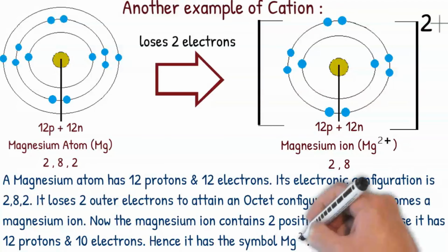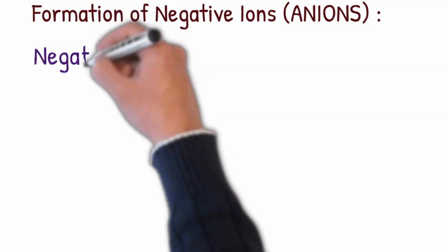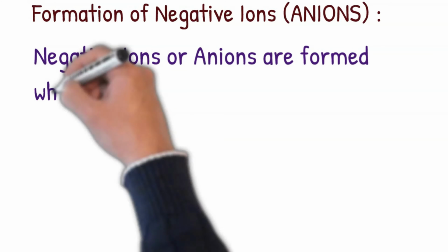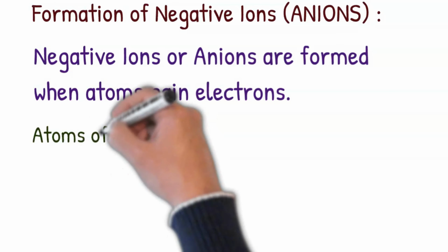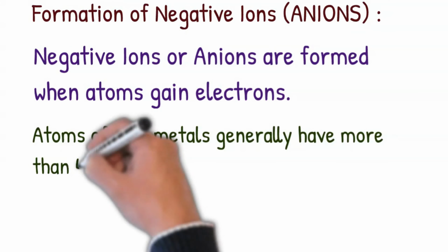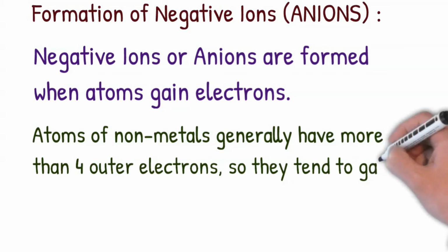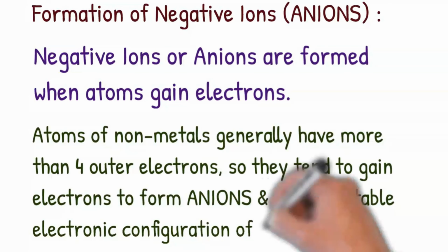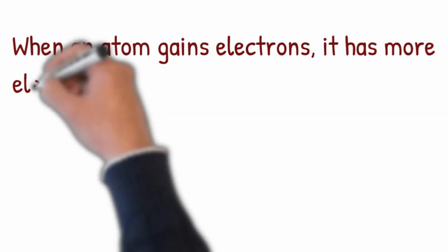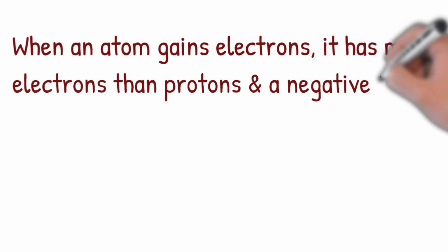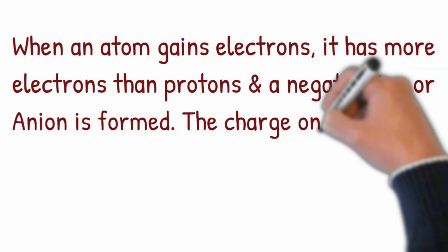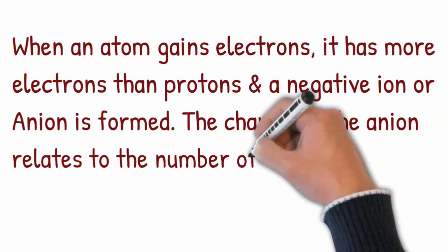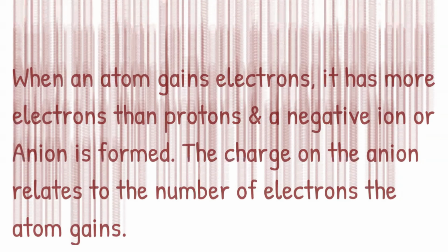Formation of negative ions, anions: negative ions, or anions, are formed when atoms gain electrons. Atoms of non-metals generally have more than 4 outer electrons, so they tend to gain electrons to form anions and attain a stable electronic configuration of a noble gas. When an atom gains electrons, it has more electrons than protons and a negative ion or anion is formed. The charge on the anion relates to the number of electrons the atom gains.